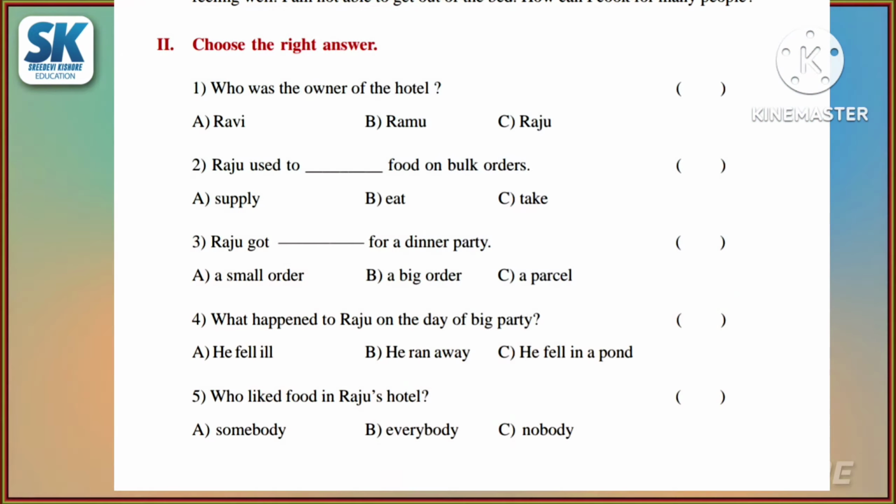Choose the right answer. Who was the owner of the hotel? C. Raju. Second one, Raju used to supply food on bulk orders. Third one, Raju got a big order for a dinner party. B. A big order. Fourth one, what happened to Raju on the day of the big party? A. He fell ill. Fifth one, who liked food in Raju's hotel? B. Everybody.